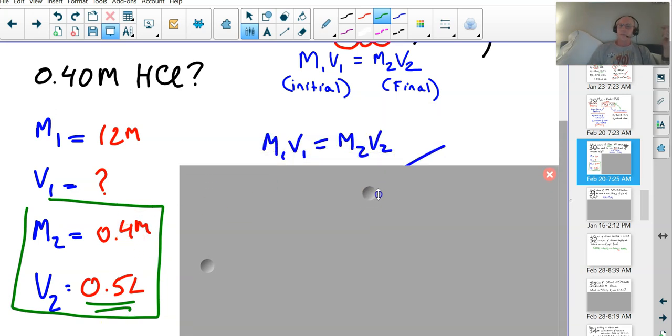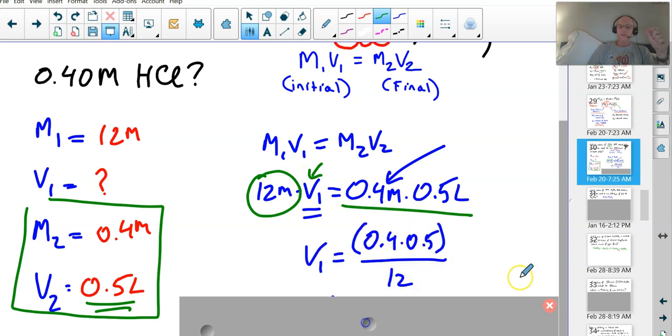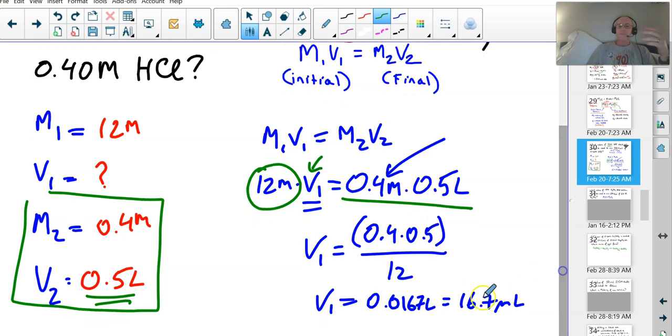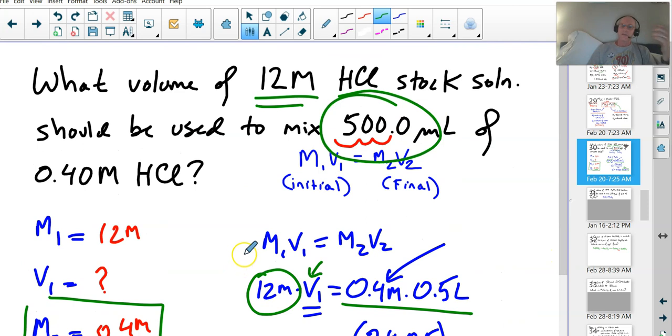And then we just take M1V1 and set it equal to M2V2, and we multiply out the things that we know. Initial condition here, final condition, and the only thing we don't know is the initial volume of that stock solution. So simple algebra is all you need to solve this. The answer I got for this one was 16.7 mils. So what I would do is pour out 16.7 mils of the 12 molar stock, put it in a beaker, and then dilute up to 500 mils. And that should, according to the math, end up being a 0.4 molar solution.